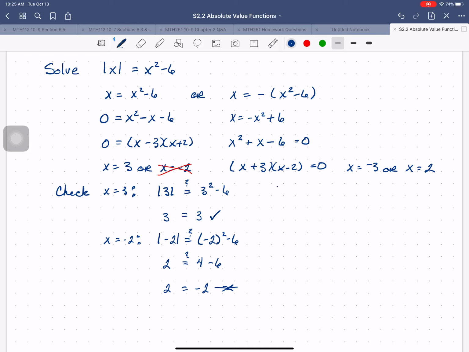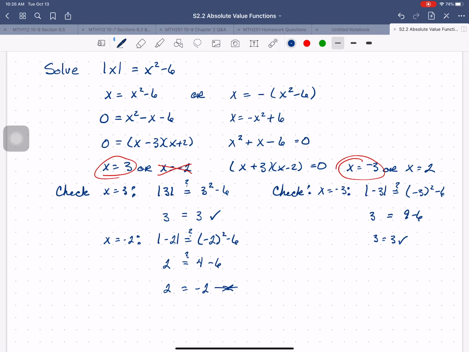So now let's check x equals negative 3. Absolute value of negative 3 maybe equals negative 3 squared minus 6. Absolute value of negative 3 is 3. Negative 3 squared is 9 minus 6. That is 3. So that one checks. So this guy is a solution and this guy is a solution.